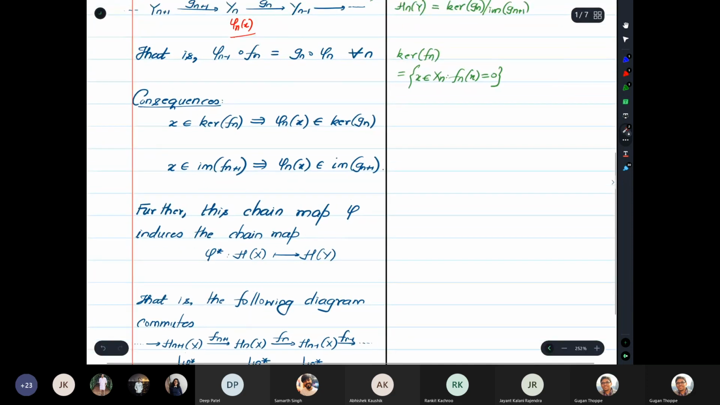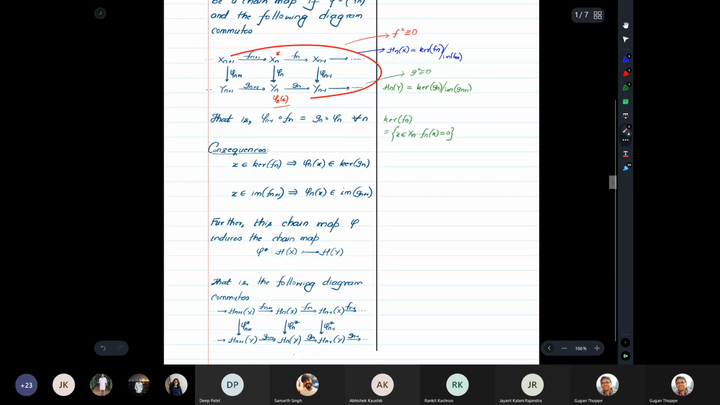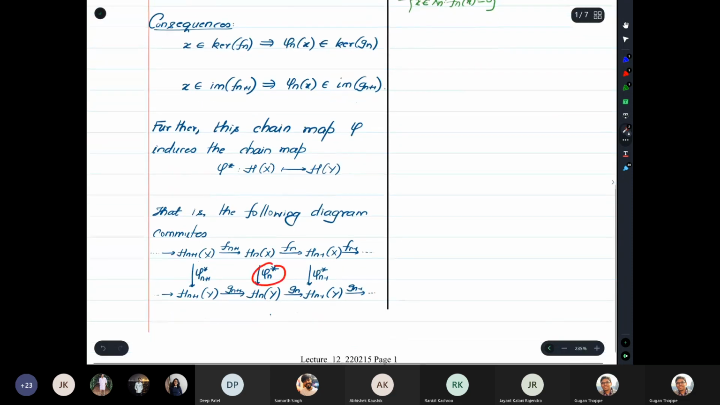So let me now again summarize what is the story. So the story is as follows. You started with a chain map. So what we are saying is that whenever you have a chain map, this in a natural way leads to the definition of another function, which we denote as phi star. So when we say phi star, implicitly we mean that we have a sequence of these functions where the nth element in this sequence goes from hn of x to hn of y, right? So I've still not defined what is this phi n star, but the claim is that there is such a function and this diagram commutes, right?